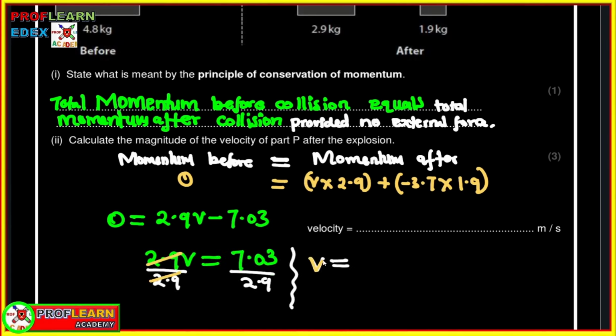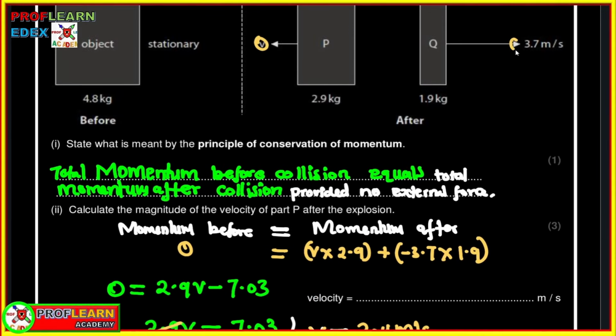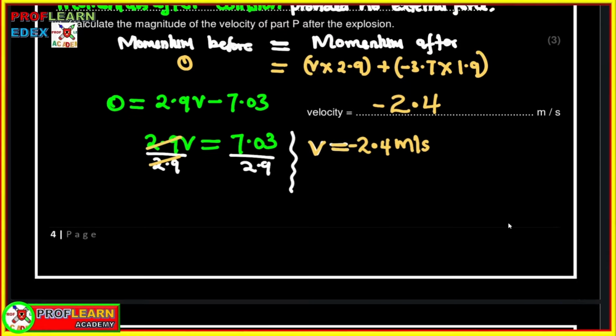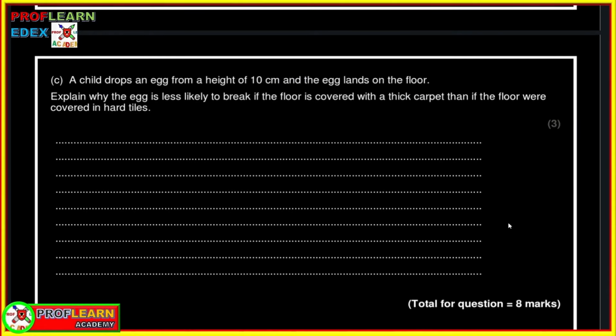If we divide these two, we are going to get our velocity being equivalent to 2.4 meters per second, and then we transfer this here so that we can make the examiner happy in that case. All right, so we can now move to the second part, part C rather.